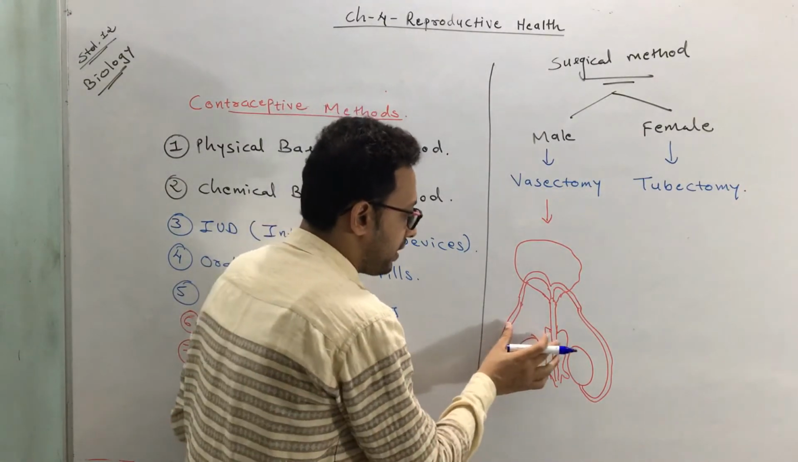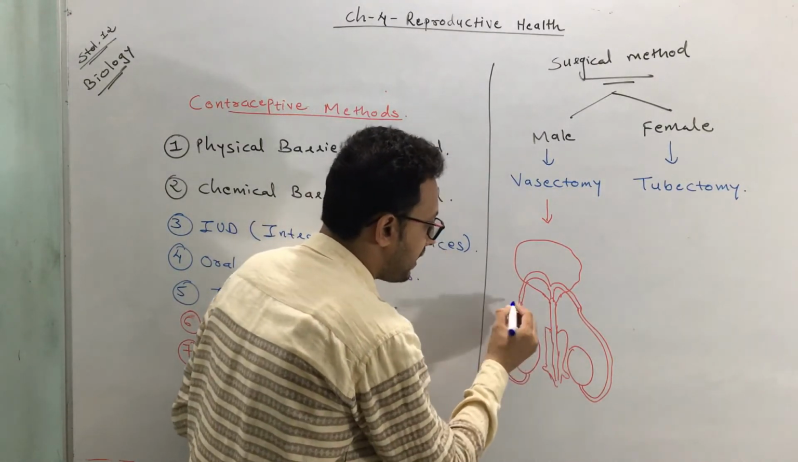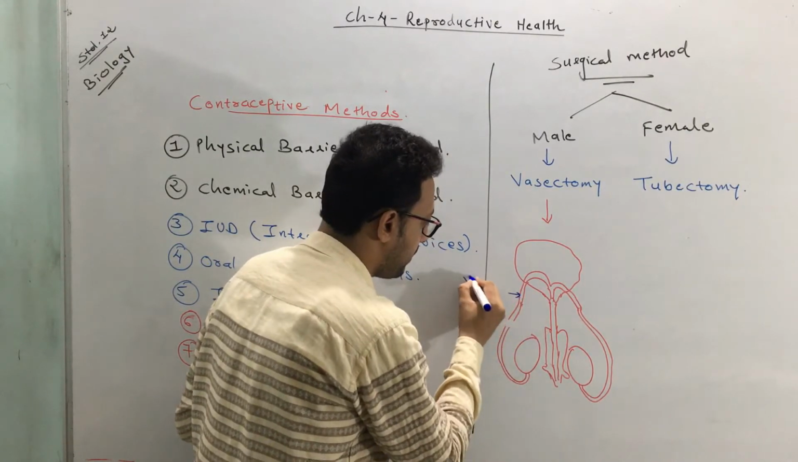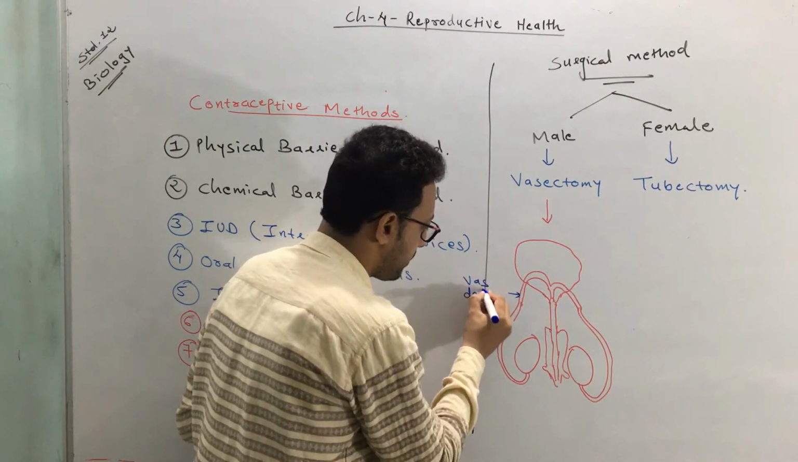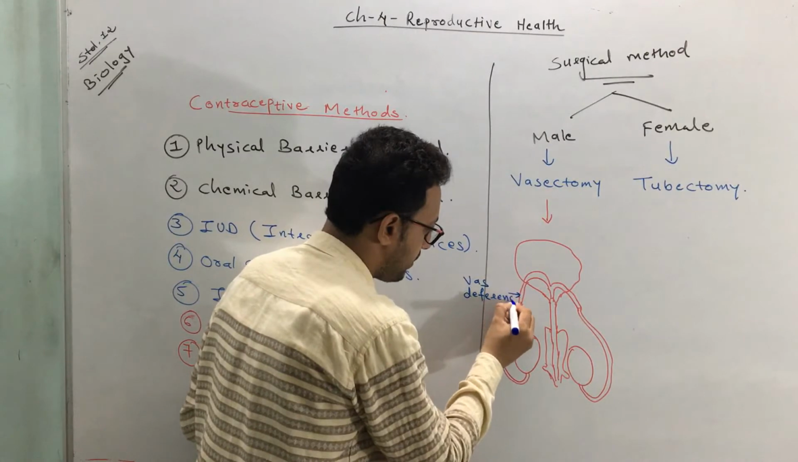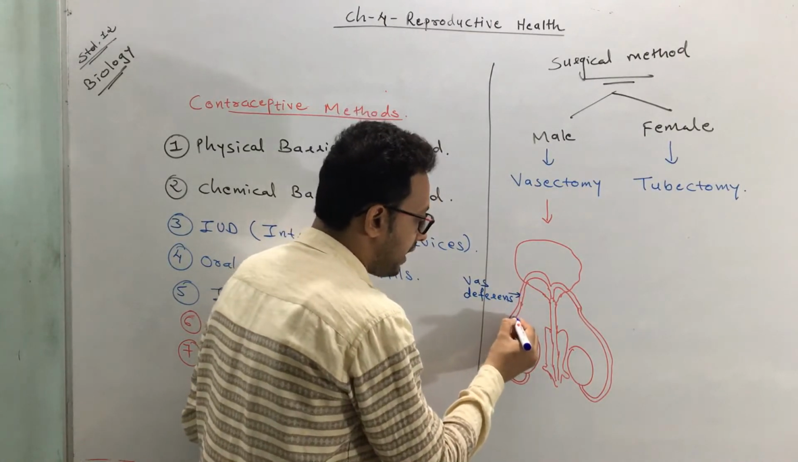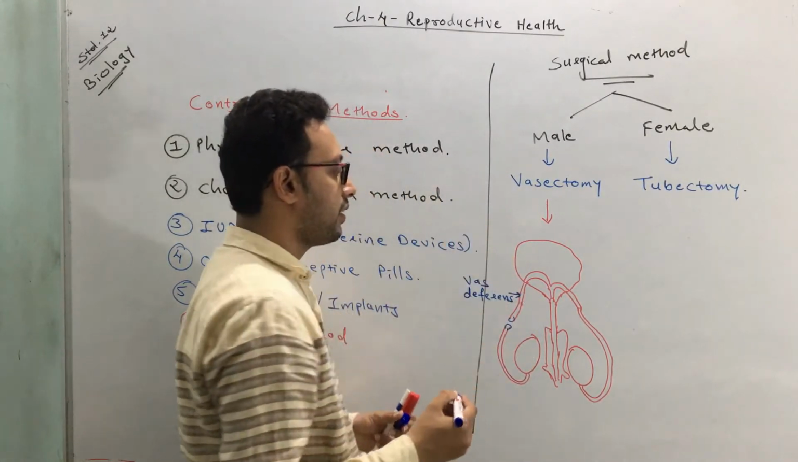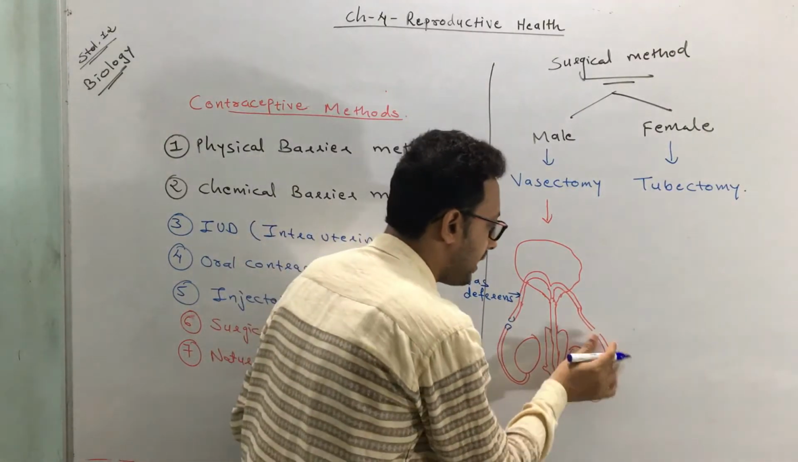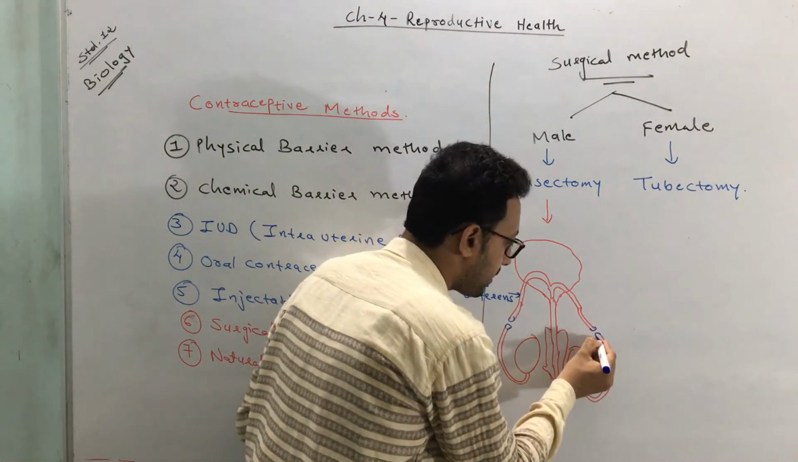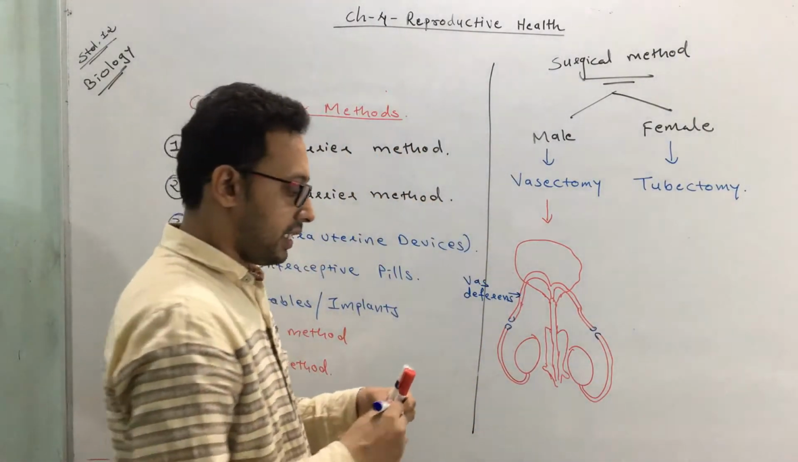In a vasectomy, the vas deferens, this is a vas deferens, is going to be cut and tied. Okay, it's going to be cut and tied. So what happens here?